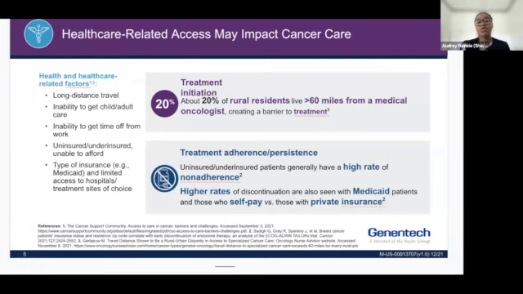And also when it comes to treatment adherence and persistence, uninsured and underinsured patients generally have high rates of non-adherence and high rates of discontinuation. This is also seen with people who are currently utilizing Medicaid, and also those who self-pay versus those who have private insurance. So there's a lot of factors that go into health-related access, such as the inability to take time off work and the inability to get child or adult care. And we also see this when we look at clinical research studies.